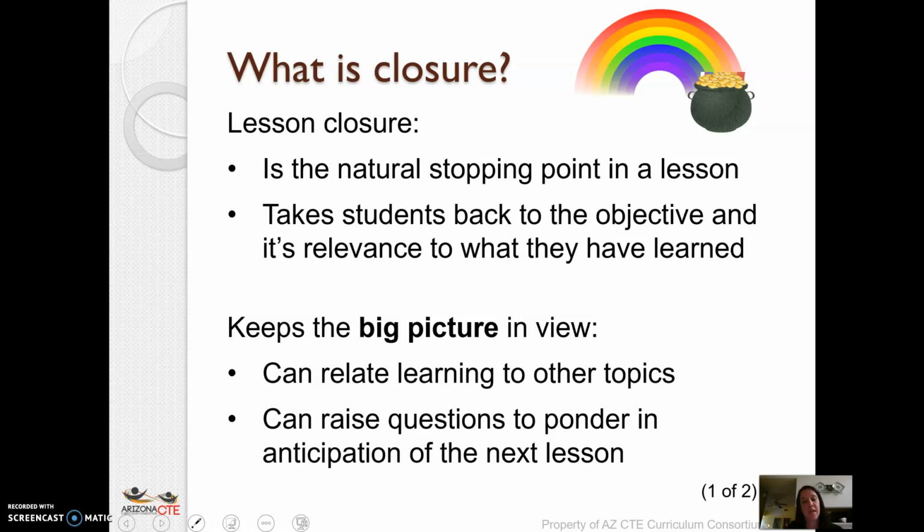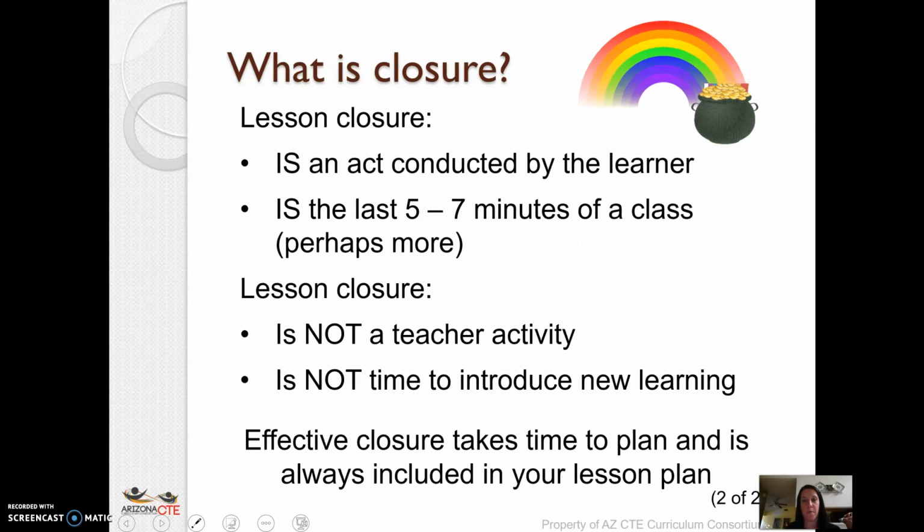A lot of times closure doesn't have to be at the end of a class period. It might be at the end of a lesson. And sometimes you might have 2 lessons in the same class period, so you might have to divide it up, and that's okay. But typically closure is at the end of a class period, okay? And it also keeps the big picture in view. It can relate learning to other topics. It can raise questions to ponder in anticipation of what is to come, okay?